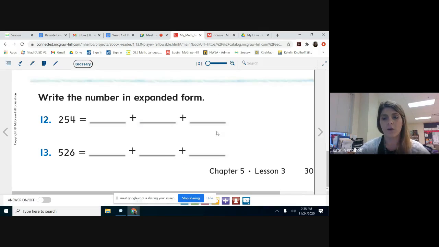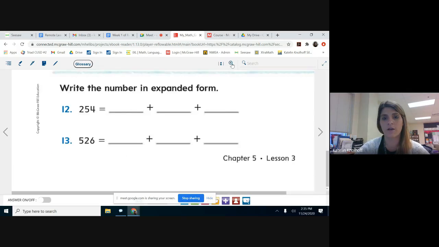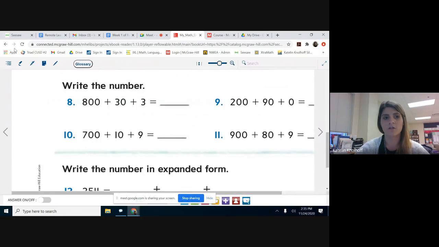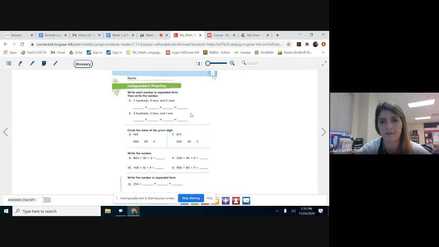Okay, now you guys are going to be on your own to start your independent practice, okay? So if you look at number 4, you will notice we're doing the very same thing that we just did in our guided practice for 4 and 5. 6 and 7, they want you to look at the green digit and tell me the value of that number. So does the 9 mean 900, 90, or 9? And the 3 in this number, does it mean 300, 30, or 3?